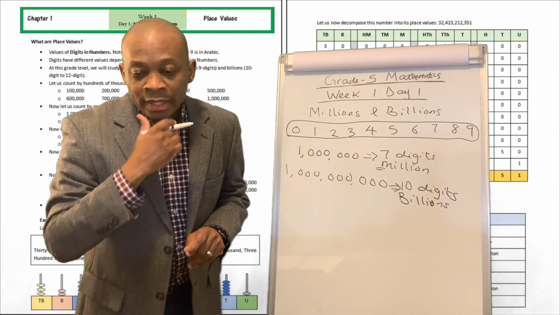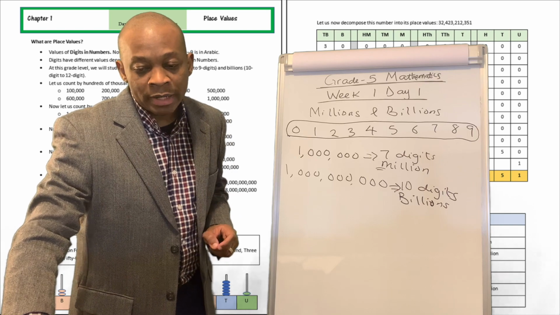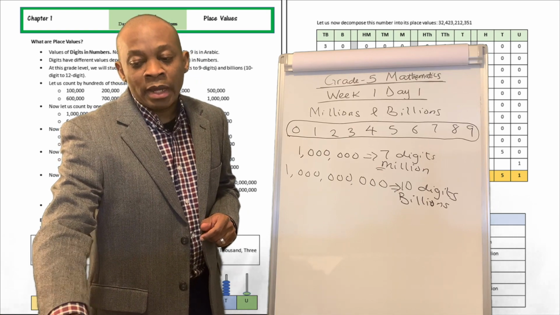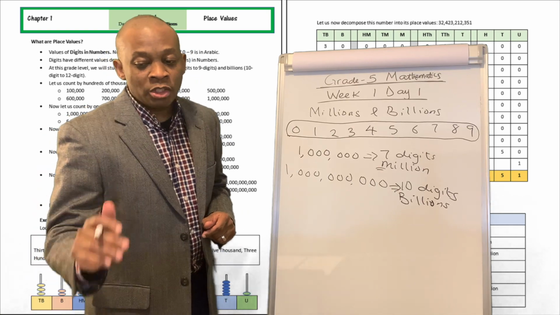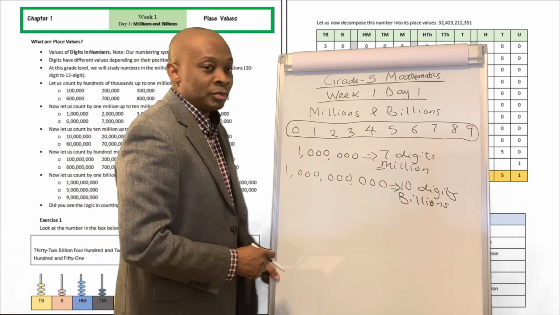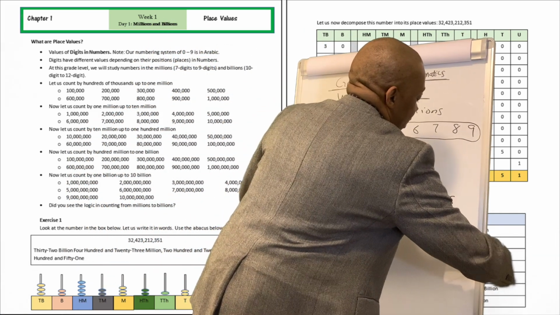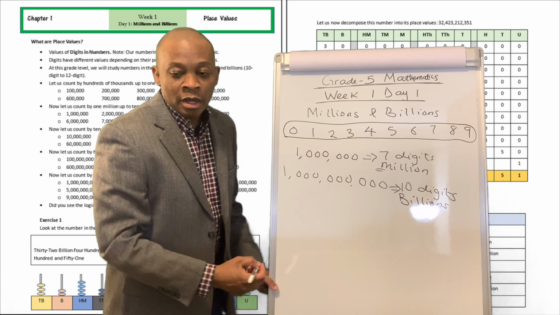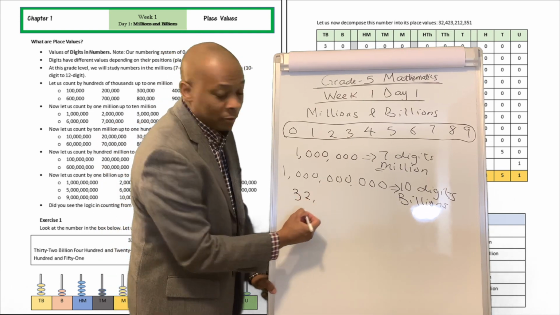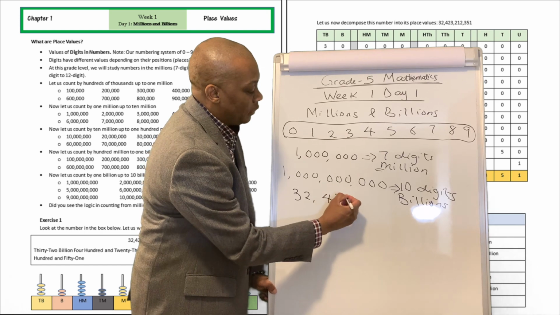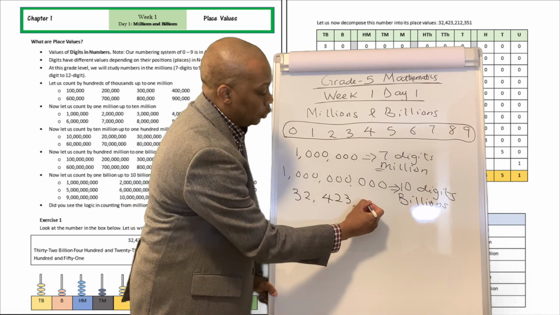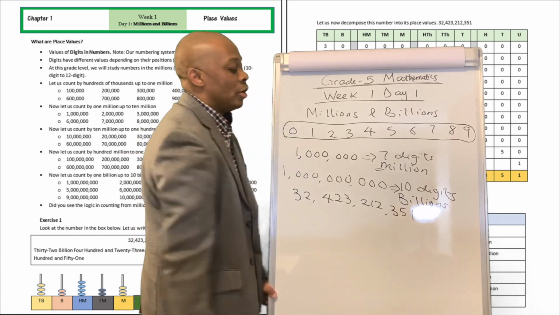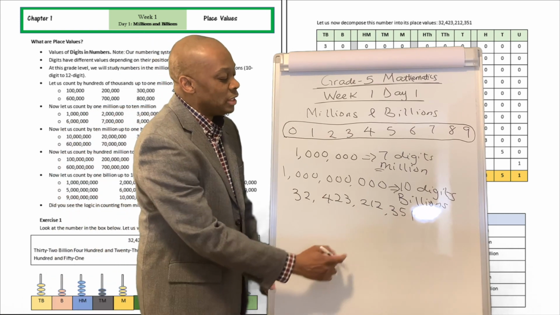All right, so let's go ahead and turn to exercise number 1 right now. Exercise number 1 says, look at the number in the box below. Let us write it out in words and use the abacus as well. All right, so let me get my little board in here. Okay, all right, great. So the number is 32,423,212,351.